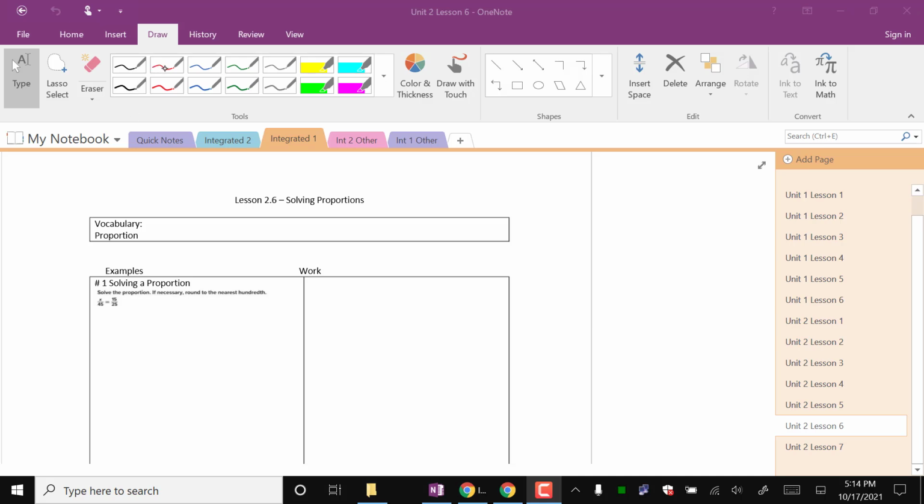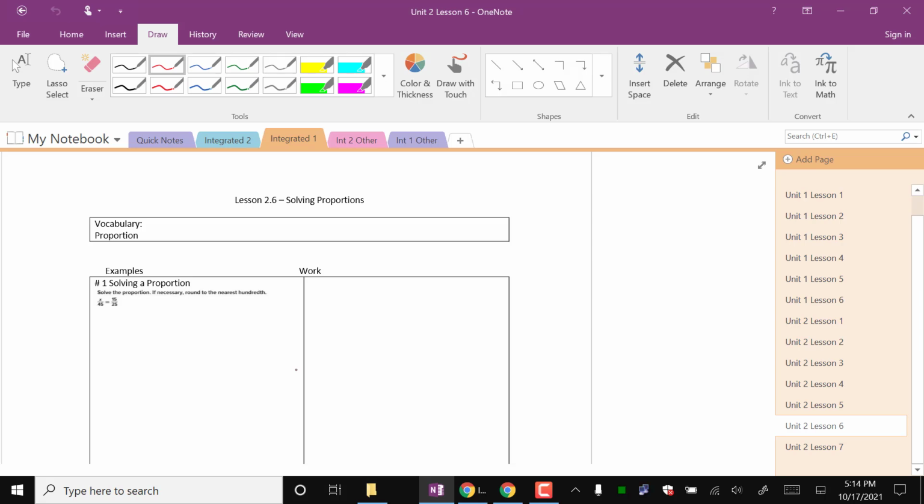Today we're going to be looking at Unit 2, Lesson 6, Solving Proportions. We have a vocabulary word of proportions, so make sure to look back at your vocabulary for what that word means. So let's take a look at example 1. We want to solve the proportion. If necessary, round to the nearest hundredth.